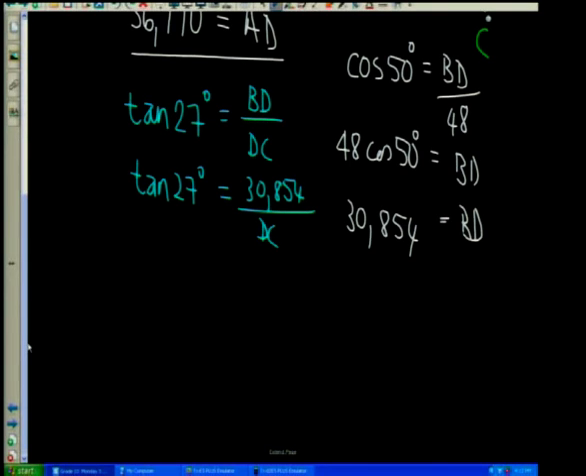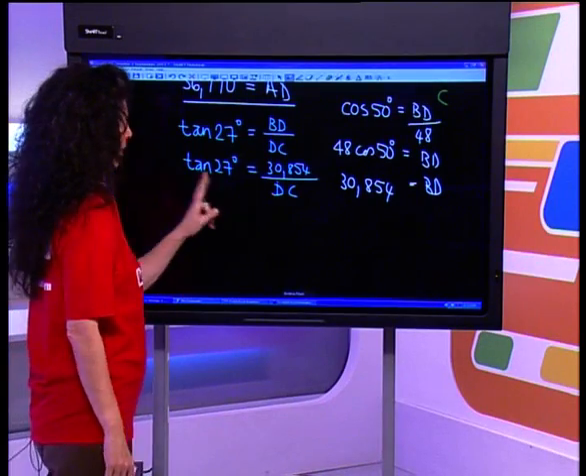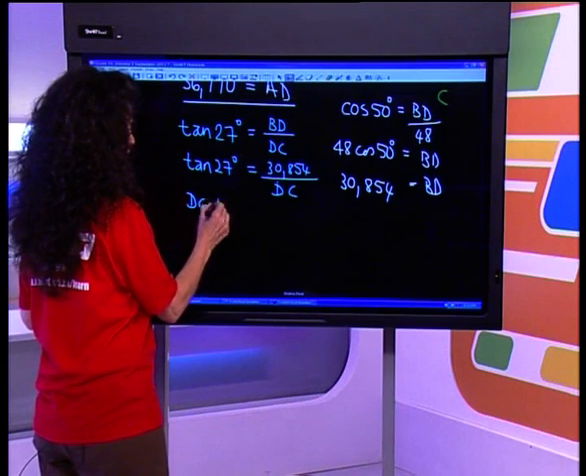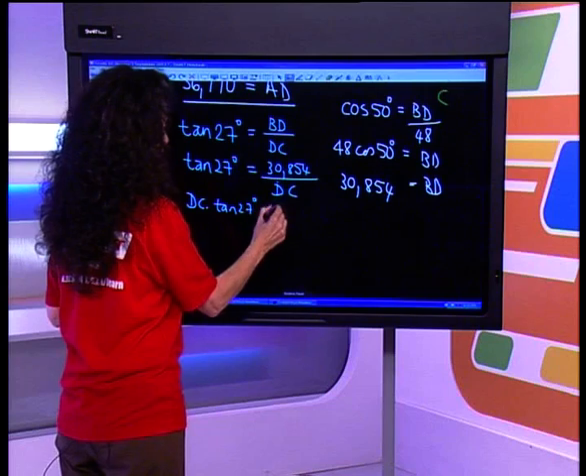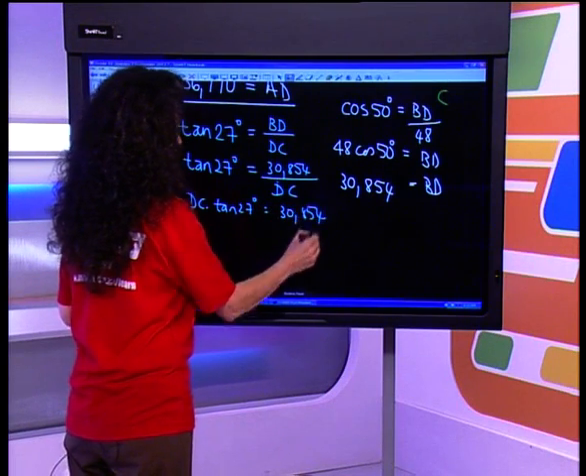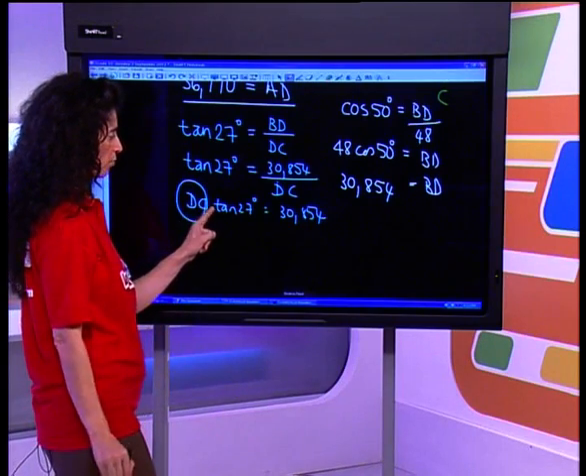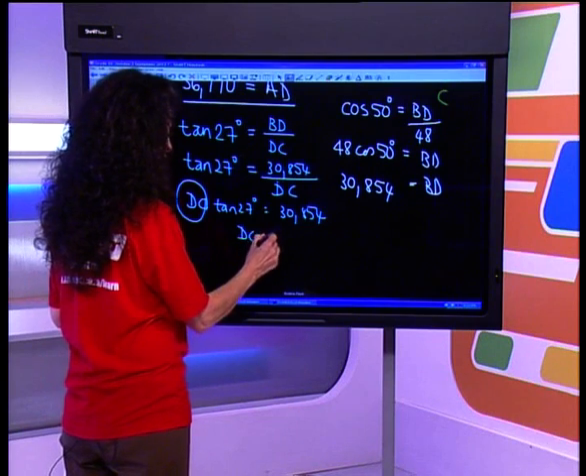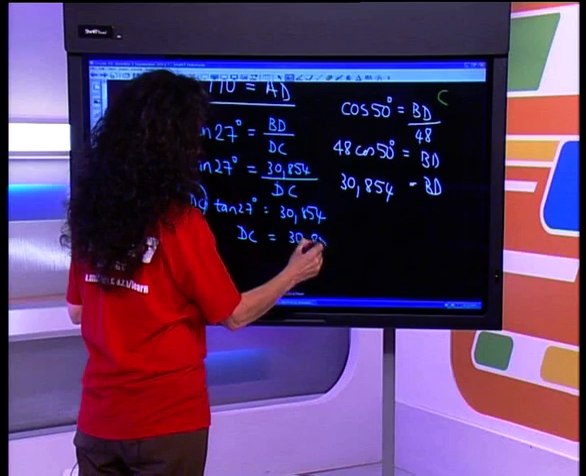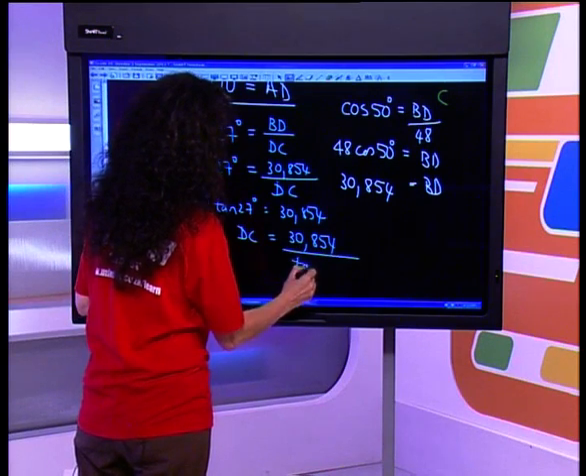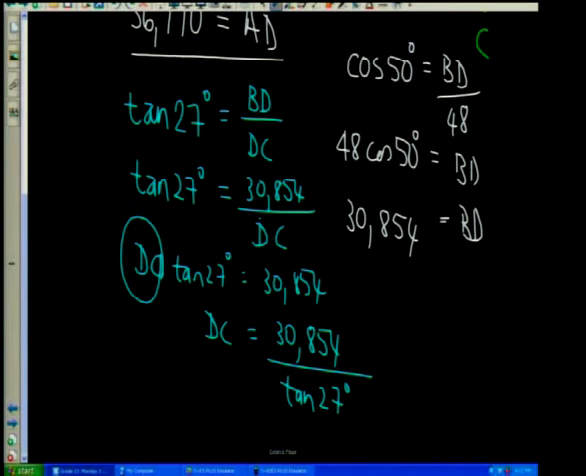So the question now is, how am I going to solve for DC? And it does look like this is an odd x, so let's just rewrite this and make it quite clear that this is DC. How am I going to solve for DC? DC is sitting in that denominator. Well, I'm going to multiply both sides by DC, so I get DC times tan 27 is equal to 30,854. But I still want to find DC, so I've got a product of tan 27. So now I take tan 27 and divide it on the other side, as my denominator, or as my divisor.